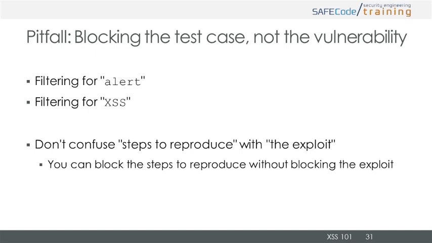It's very possible for you to write a fix that only fools the tool, but that does not address the underlying vulnerability. Examples of this type of insufficient mitigation would be to filter on the phrase alert or on the text XSS. If you follow the steps we provide, which include performing HTML entity encoding and input validation, then you have a much better chance of stopping real attacks and not just the test cases.